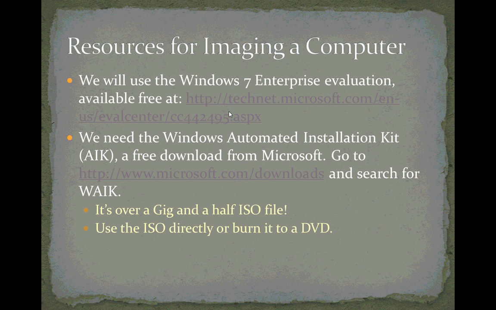We use two resources to do this. The first is Windows 7 Enterprise to install Windows 7, and then the Windows Automated Installation Kit, which is where we get our ImageX utility, as well as Windows PE, the bootable CD that we use to create the image and to deploy it.